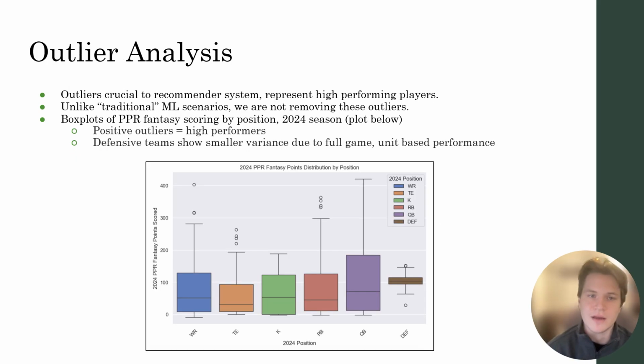Now we'll move on to our outlier analysis EDA. So outliers are crucial to our recommender system as they represent high-performing players. And unlike many traditional machine learning scenarios, we are not removing these outliers because they're actually the exact type of players we want the recommender system to prioritize. Below we can see a point per reception fantasy scoring by position plot for the 2024 season that separates all the position groups. And as you can tell, positive outliers mean high performers. They're the ones scoring a lot of points. Again, these are the types of players we want to have captured by our recommender system.